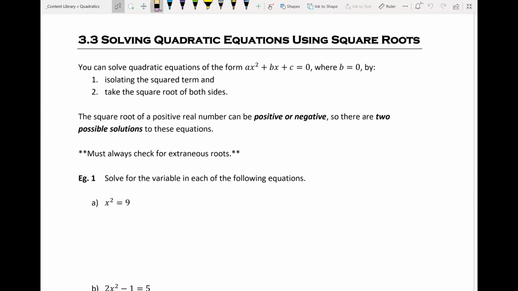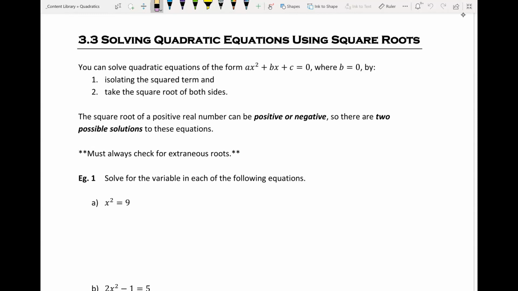Welcome to the lesson on solving quadratic equations using square roots. So before, when we were solving quadratic equations, we either factored or used the quadratic formula, and now we're going to just do this algebraically by square rooting both sides.